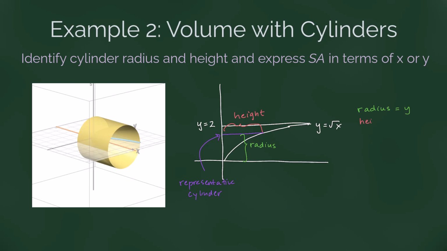Because we're integrating with respect to y, since we're rotating around the x-axis in this case, our radius is going to be given by y. Our height, we have to rewrite our function as a function of y. So we get x equals y squared, which makes the height of our given cylinder y squared. Putting that all together, our surface area is 2 pi times r times h, which will give us 2 pi times y squared.